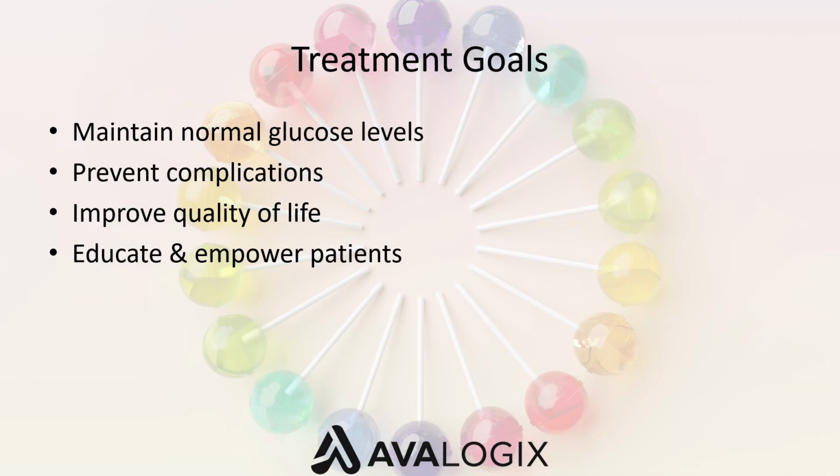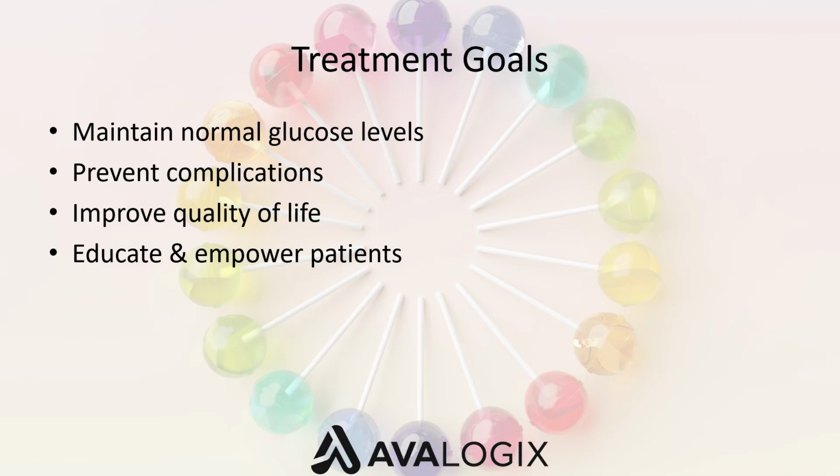The HbA1c target is usually below 7%, but this can be individualized based on the patient's age, health status, and risk of hypoglycemia. Besides blood sugar, controlling blood pressure and lipid levels is equally important because many patients with diabetes also have hypertension and high cholesterol, which increase the risk of heart disease and stroke.